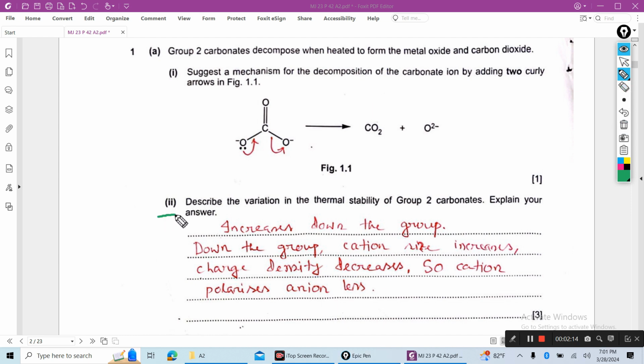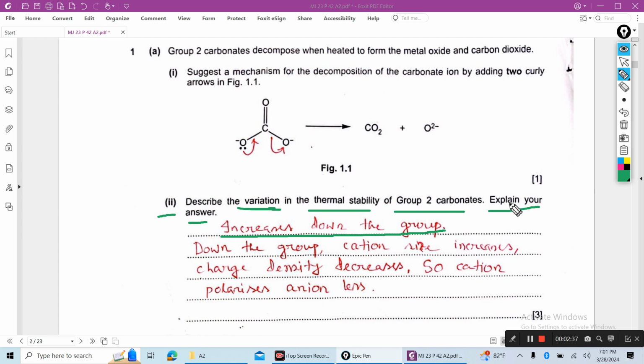Next, describe the variation in the thermal stability of group 2 carbonates. Explain your answer. Group 2 carbonates, you know, the variation: thermal stability increases down the group. Down the group thermal stability increases.